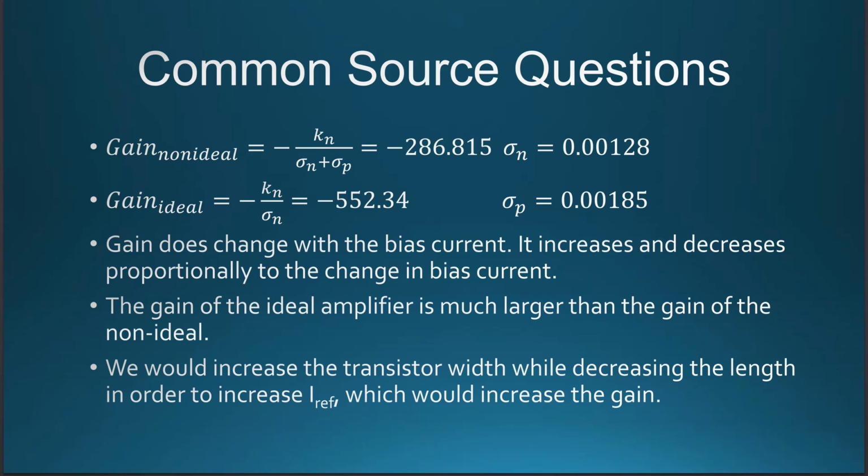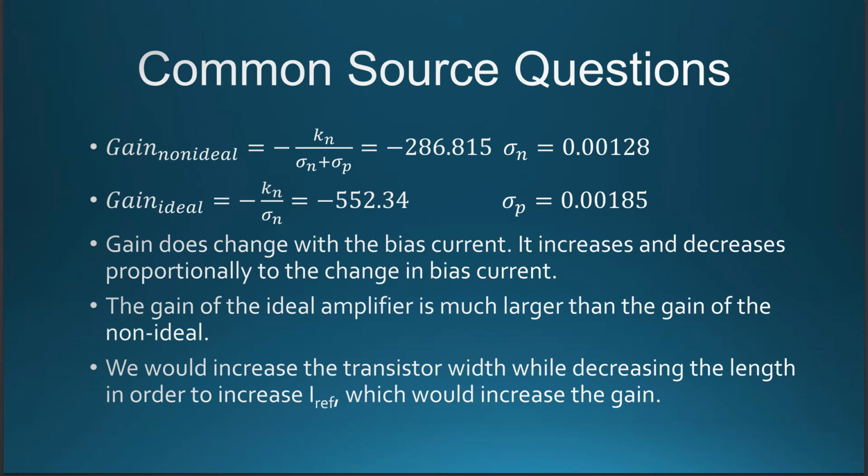Here are the common source questions. We're comparing our non-ideal gain to our ideal gain. Solving for our non-ideal gain, we use kappa n from our previous project, which is 0.707, to solve for a gain non-ideal, which is half of the ideal gain of 552.34.